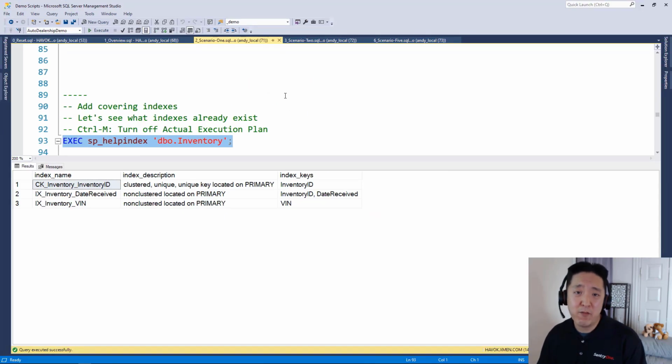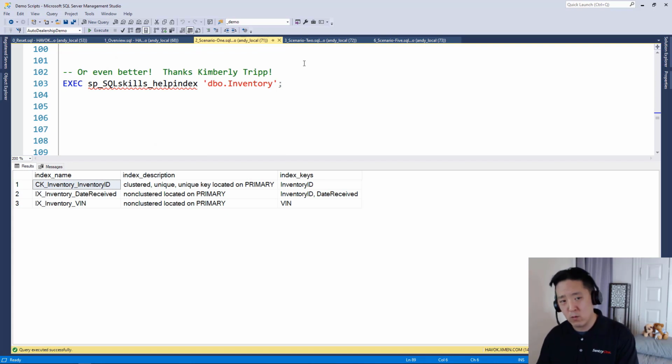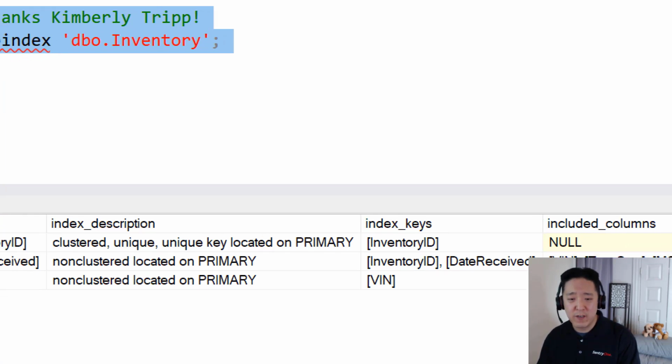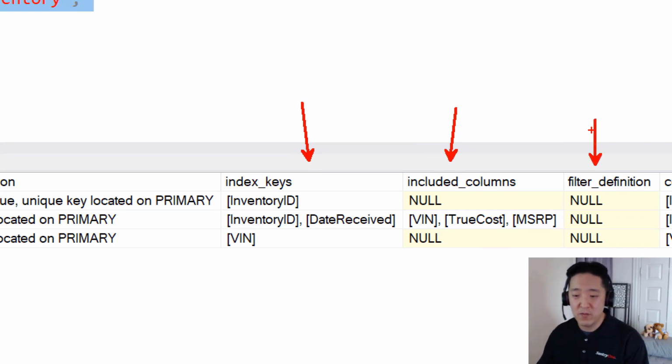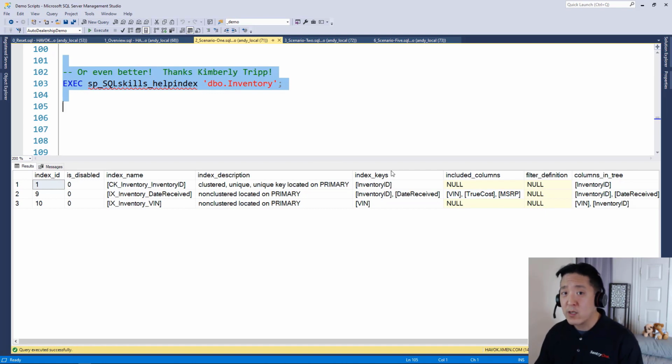So that's actually the reason why I dislike using the built-in sp_helpindex. Instead, I personally advocate and like to use a version of sp_helpindex written by Kimberly Tripp of SQLskills. Her version is fantastic, and you can just Google for those keywords and you'll find it really quickly. In either case, not only does this give me index key information, it also includes included columns in addition to other data points like the filter definition and so on, right? So in this case, I now know what non-clustered indexes I have on this table and what included columns, if any, those non-clustered indexes have.